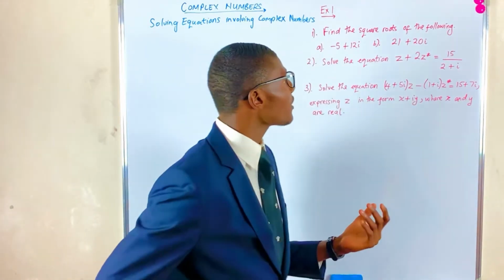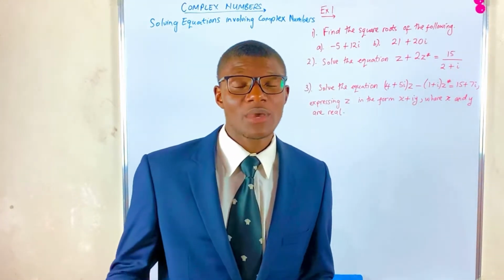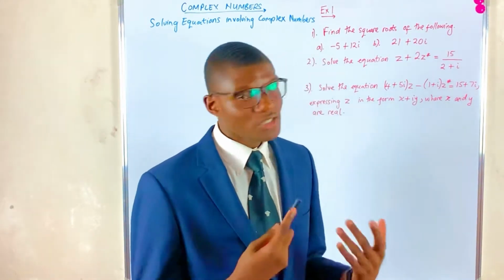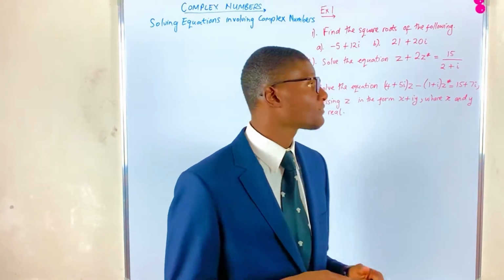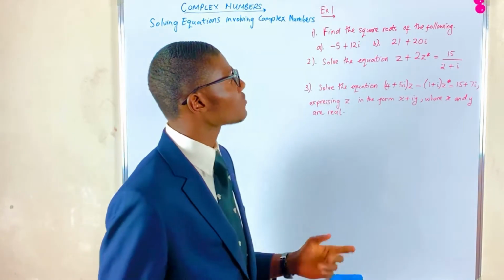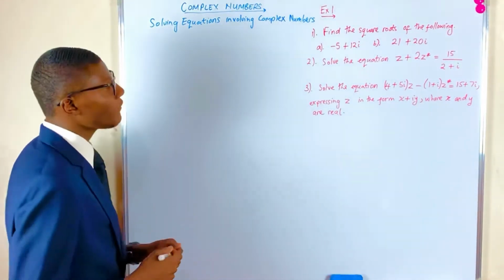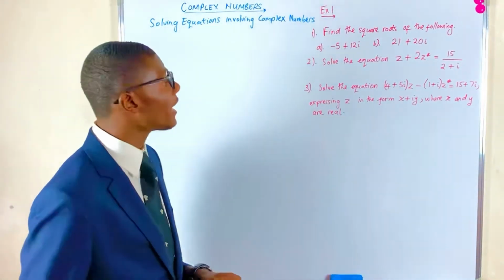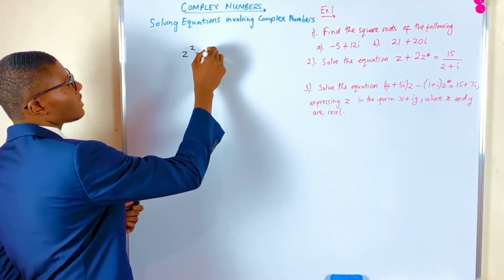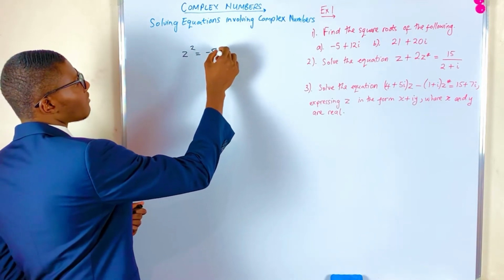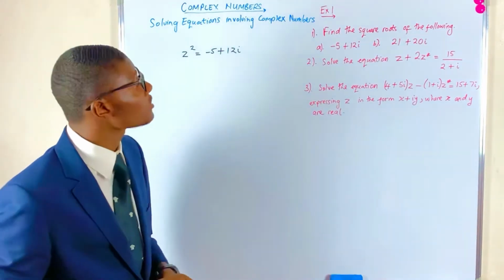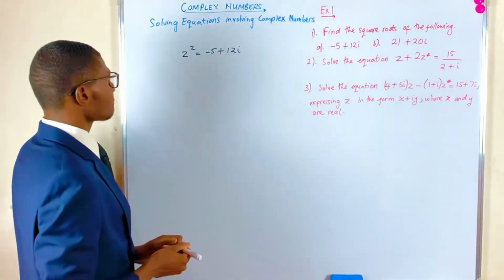So, we are going to look at how we solve equations involving complex numbers by using the method of comparing the real parts and the imaginary parts. So let's start off by looking at number one. Number one requires us to find the square roots of the following, whereby for a we have minus 5 plus 12i. So if we assume that z squared is equal to minus 5 plus 12i, such that we solve for the square roots of this complex number, right?